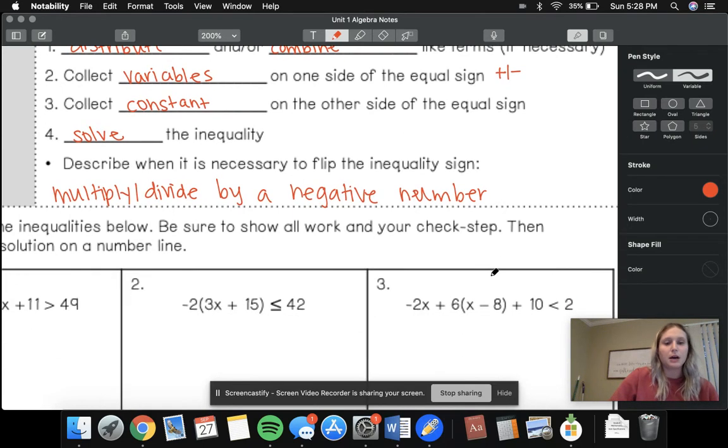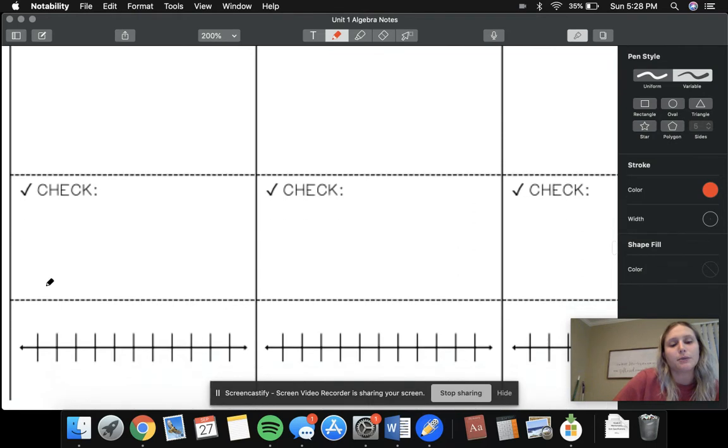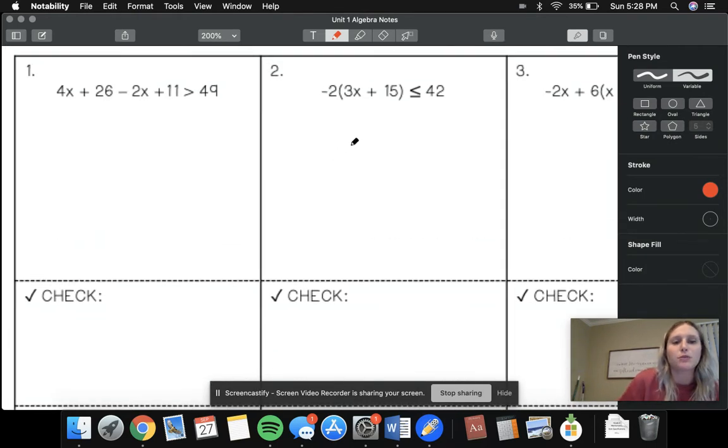All right, so we're gonna do a couple problems, making sure that we feel good. These are from 7th grade, 8th grade, and then on the back, we're gonna do variables on both sides. So we're gonna check it, we're gonna graph it. So just like an equation, we are gonna combine like terms if it's on the same side of the symbol. So we have 4x, negative 2x, which would be 2x. We have 26 and 11, which would be 37. And that amount, 2x plus 37, is larger than 49.